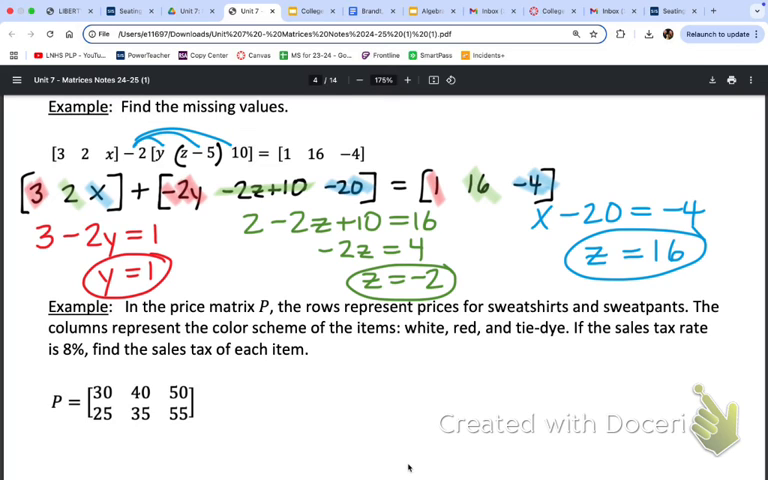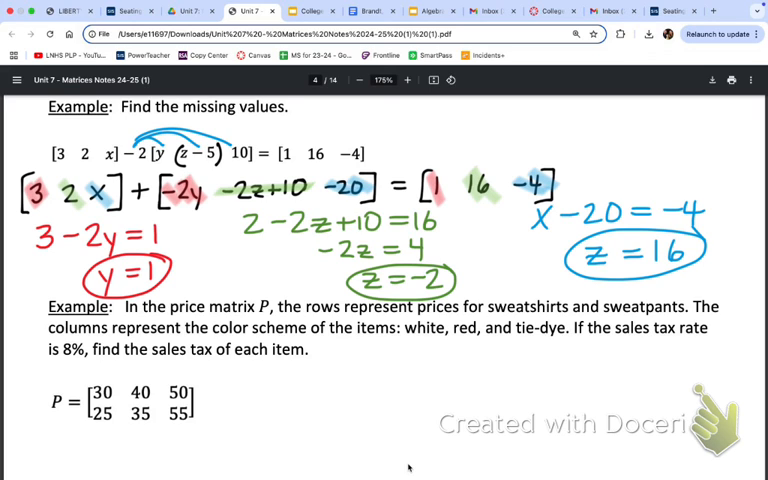So in the price matrix P, which P is being used to call, like that's the name of the matrix. We can use capital letters to call matrices by name. Rows represent prices for sweatshirts and sweatpants. The columns represent the color scheme of each item, white, red, and tie-dye. So you can see we have prices here in this matrix. If the sales tax rate is 8%, find the sales tax of each item.